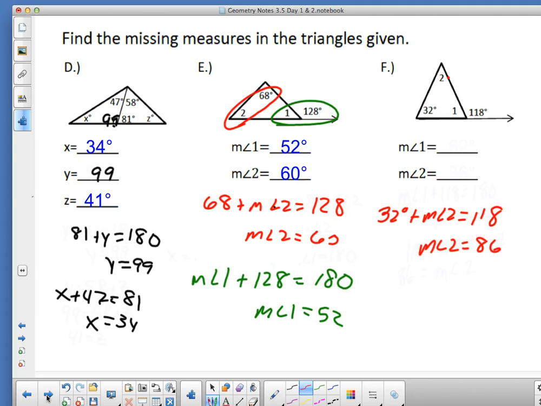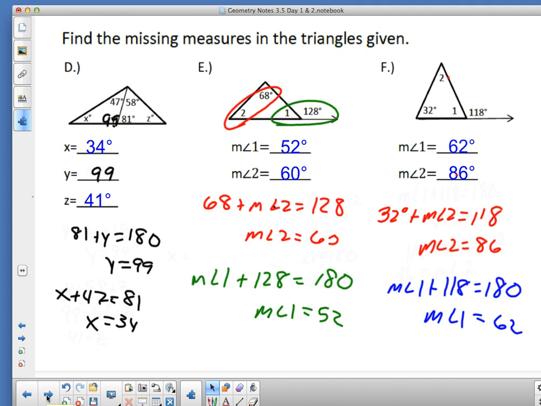Okay, so I'm sitting there, and I'm looking at my next one. If the measure of angle 2 is 86, then the measure of angle 1 plus 118 is equal to 180, and I can take those away and go to the measure of angle 1 is 62. Let's pop that in. Are we okay with those measure findings?